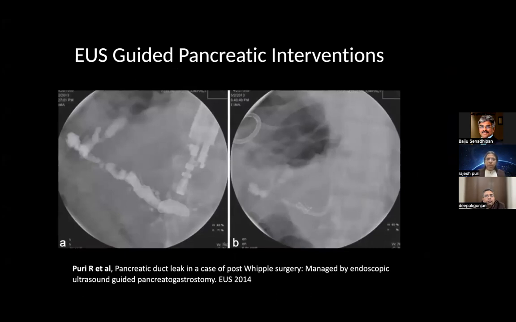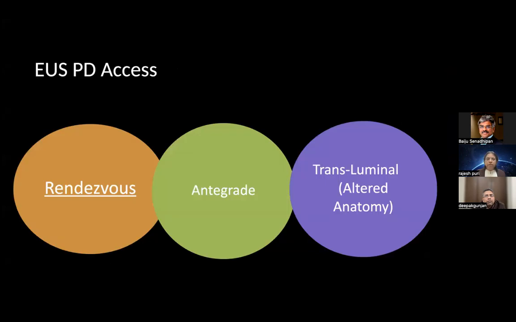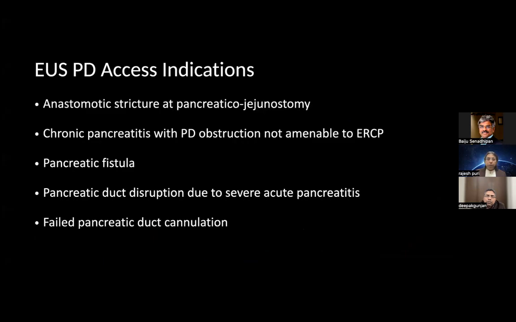EUS-guided pancreatic duct intervention is possible, but it is to be done routinely only in a patient of altered anatomy. In routine practice, I don't use EUS-guided pancreatic duct access. If I'm not able to cannulate, especially because of a stone, then it is better to do ESWL. But with EUS-guided, you can do the Rendezvous, you can do the antegrade stenting, or you can do the pancreaticogastrostomy, especially in a patient of post-Whipple's where the patient has pancreaticojejunostomy and it is difficult to reach there.